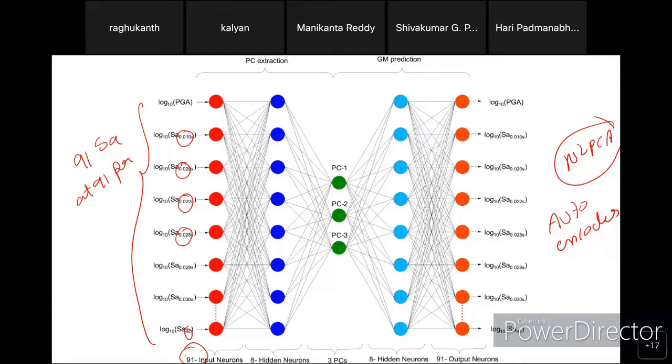This is a typical autoencoder which we have used. You can see 91 and 8 hidden neurons we have taken. And finally, this entire thing has been reduced to 3 neurons only. So from 91 dimensions, we have been able to reduce it to 3 dimensions.